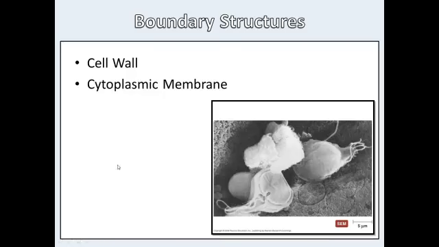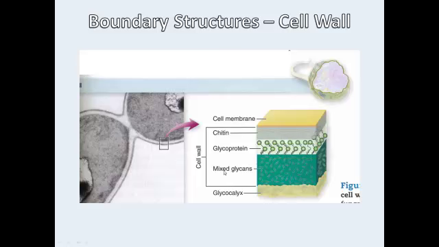Under the category of the boundary structures, we're going to talk about the cell wall and the cytoplasmic membrane. Some eukaryotic cells have a cell wall. Fungi have a cell wall that is composed of chitin, and algae have cell walls composed of cellulose. The text says that some fungi have cell walls composed of cellulose, but any fungi that had cell walls composed of cellulose got kicked out of the fungi and into the algae. Animals and protozoa never have cell walls.